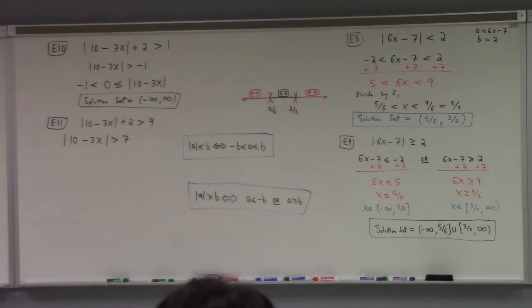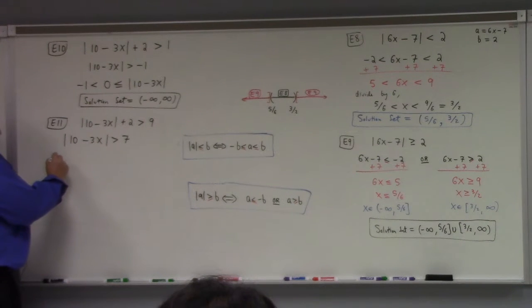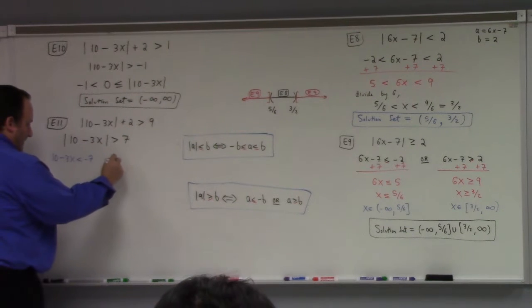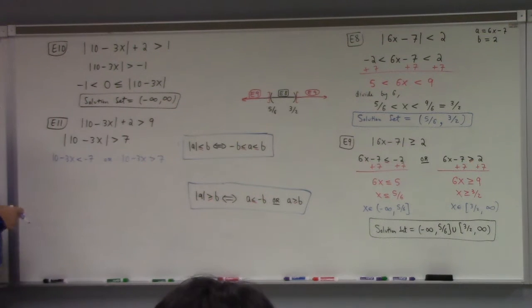All right. And we have to unwrap this as a pair of inequalities, right? So we have 10 minus 3x less than minus 7, or 10 minus 3x greater than 7. No equality here because it's strictly greater than in this problem, yeah? Now I do what? You've got different choices. Personally, I kind of like to add 3x to these, because if I add 3x, then I don't have to divide by minus 3.